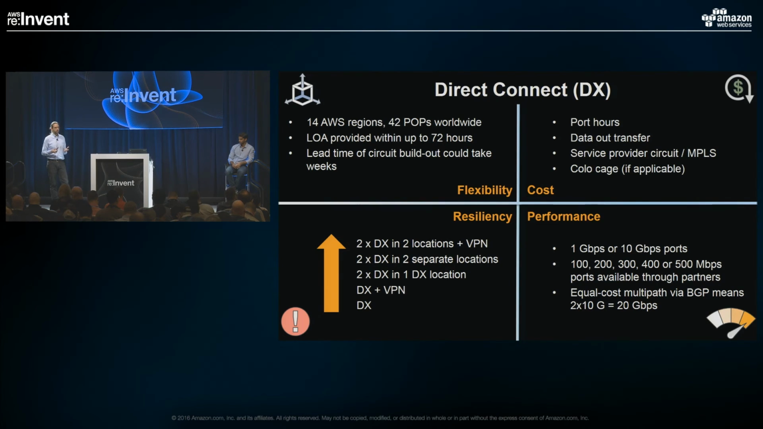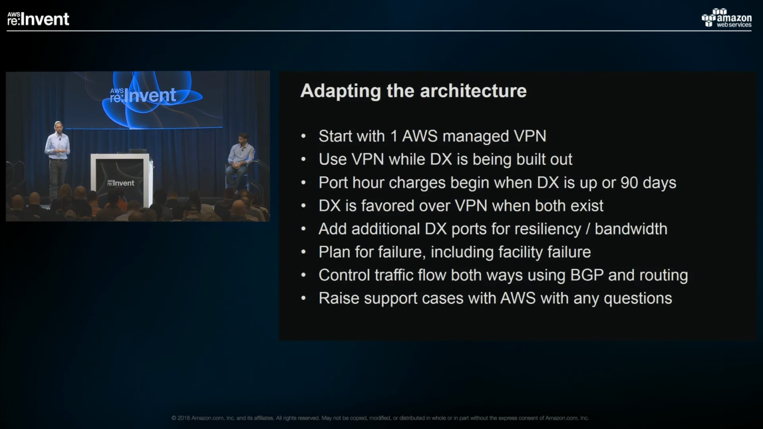And your performance will be either 1 or 10 gig, or those sub 1 gig options that we mentioned, or an aggregate of multiple connections if you choose to do active-active. And that about sums up the options for connecting into AWS. But before we get into the more logical aspects of this connectivity, let's talk briefly about how we adapt this architecture as we go on.